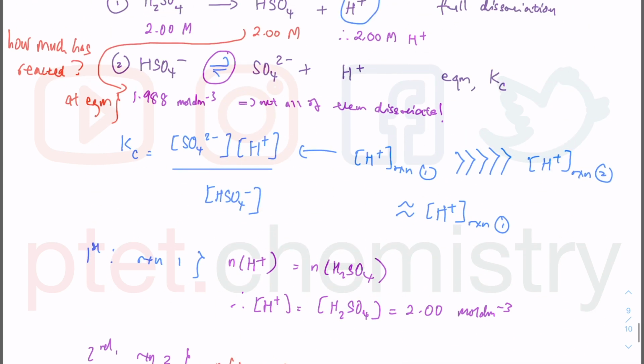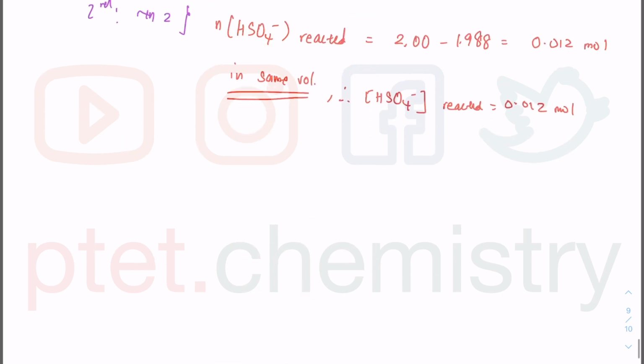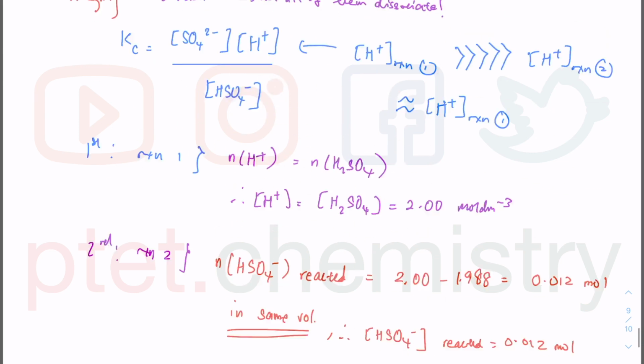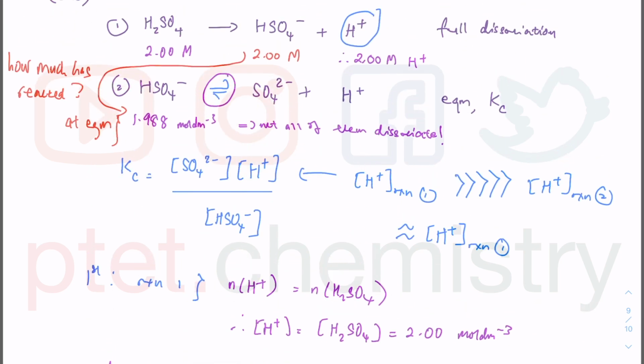From your second equation, if this much reacted, then you will get that much and that much, because not all of them reacted, only this much reacted. You're left with this at equilibrium. How much of this you have at equilibrium and how much of this you have at equilibrium. So the concentration of SO4 2- at equilibrium is equal to 0.012 mole, because 1 mole of it comes from 1 mole of this that reacted. So 0.012 mole of this is reacted, you have 0.012 mole of it. You also have 0.012 mole of these.